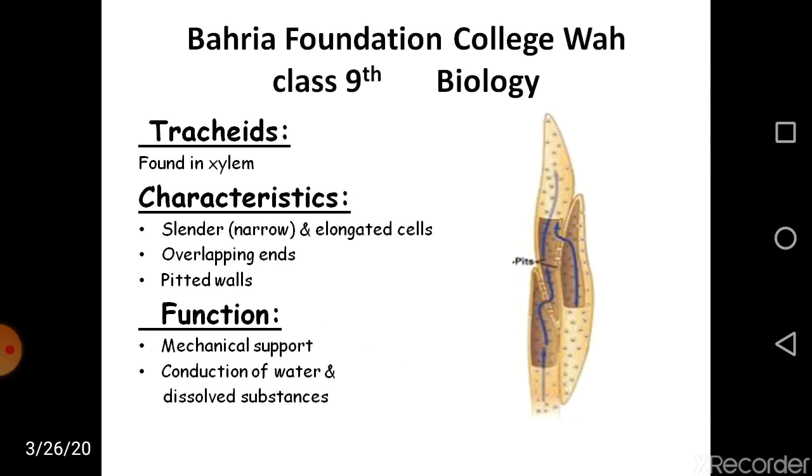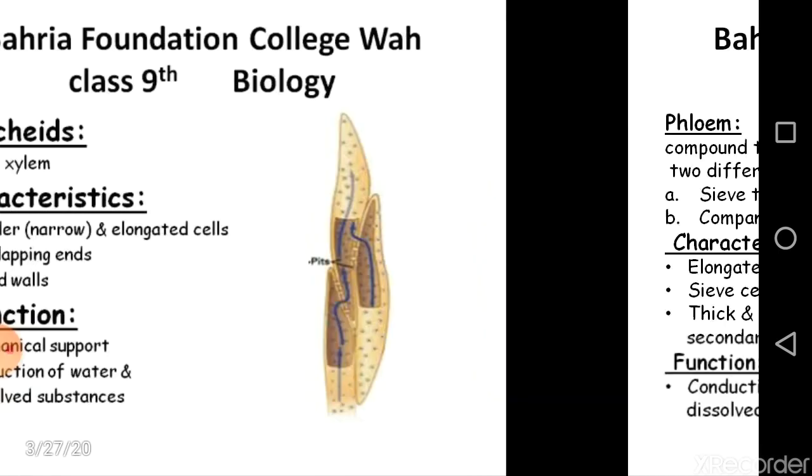The next cell in the xylem is tracheids. These are also very narrow and elongated cells. We use the term slender. These are slender and elongated cells, and their ends overlap with each other, and they also have pitted walls, meaning some dips are present in them. Its function is also mechanical support and conduction of water and dissolved substances. Both are cells of xylem, vessel elements and tracheids, and both help in mechanical support and conduction of water and dissolved substances.